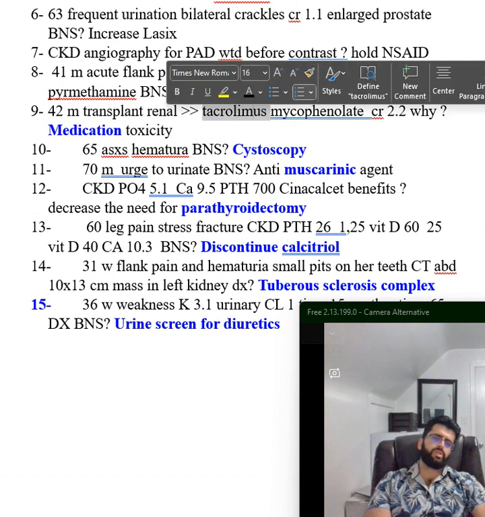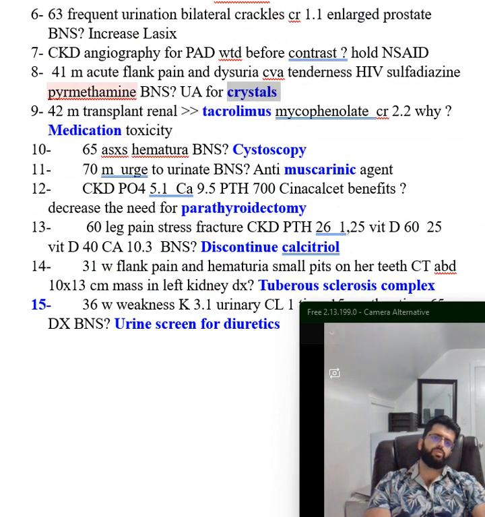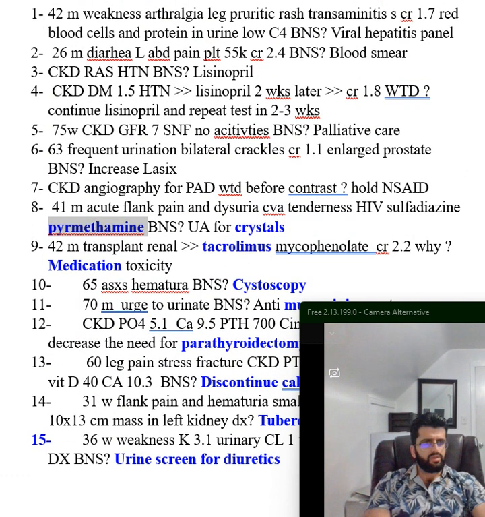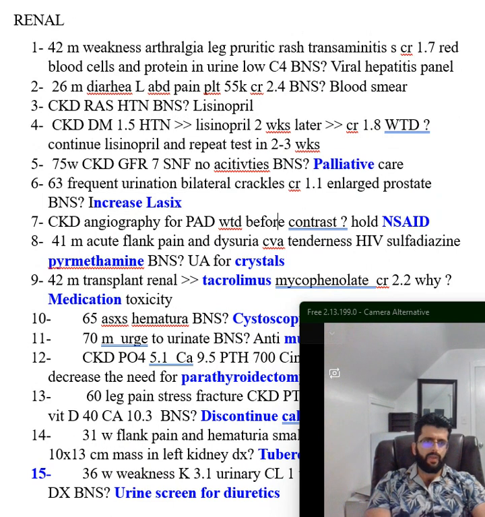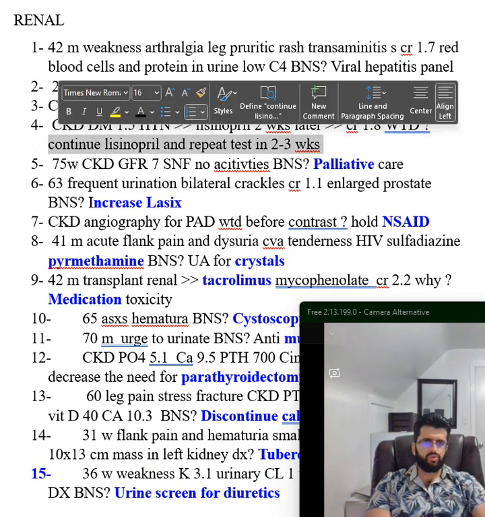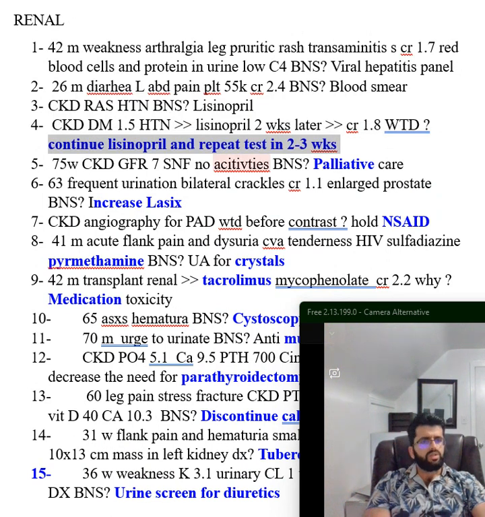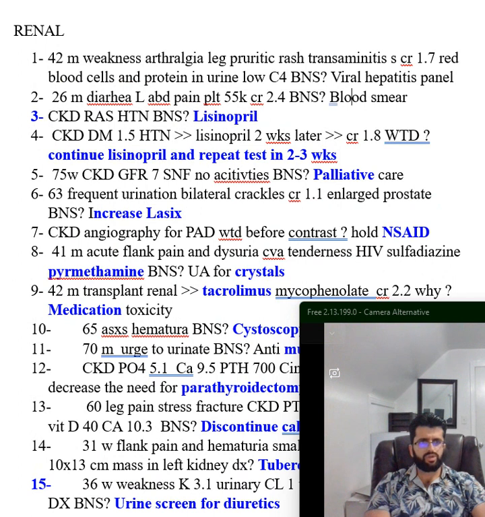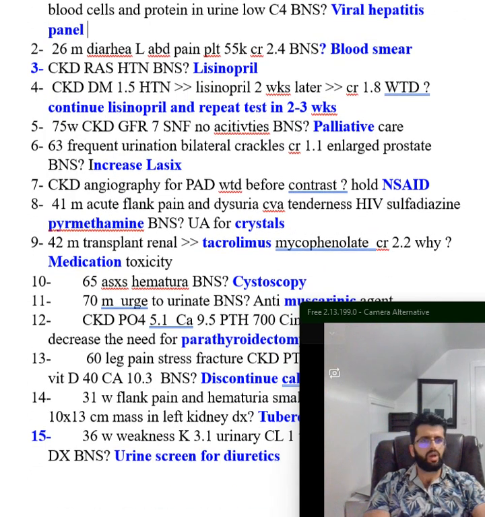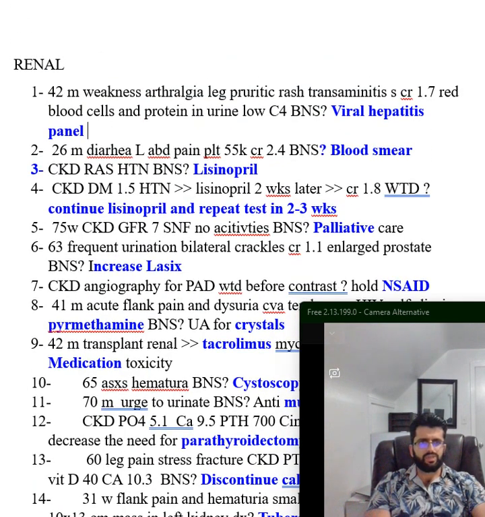Medication toxicity, tacrolimus can cause that. Crystals, if there is methotrexate, there's crystal nephropathy, which causes renal stone-like symptoms. Hold NSAIDs before contrast. And increase Lasix. Heart is more important than prostate. Palliative care if somebody has limited ability to move and end-stage renal disease. Lisinopril: continue if a small bump in creatinine is expected. Lisinopril for renal artery stenosis and renal hypertension. Viral hepatitis panel is recommended if there is low complement, transaminitis, and some fatigue or arthralgia.